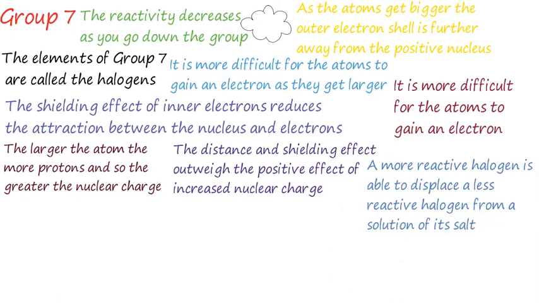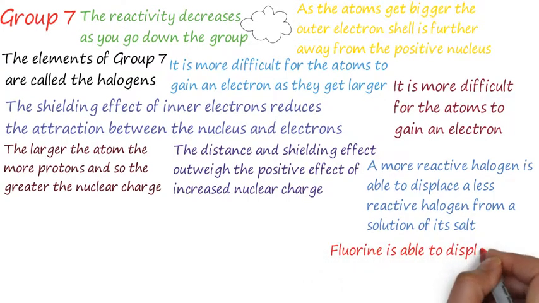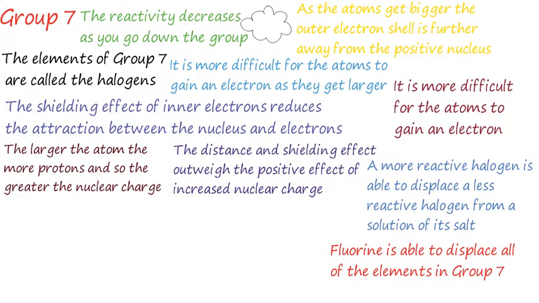Displacement reactions can be used to determine the order of reactivity of the halogens. A displacement reaction works because a more reactive halogen is able to displace a less reactive halogen from a solution of its salt. This means the elements at the top of group 7 will displace those from the bottom. Fluorine is able to displace all of the elements in group 7 from their salts, whereas iodine cannot displace fluorine, chlorine or bromine.